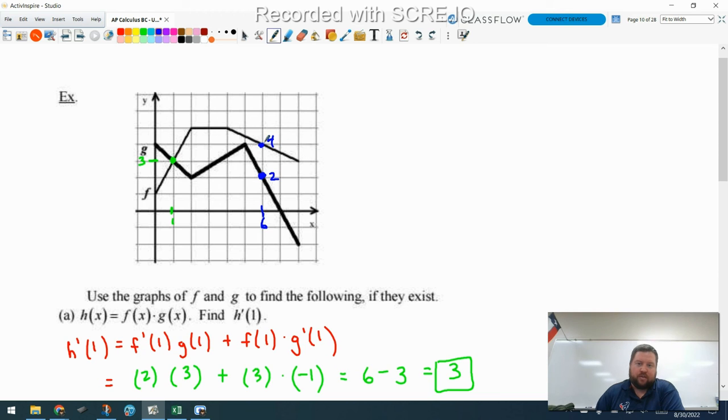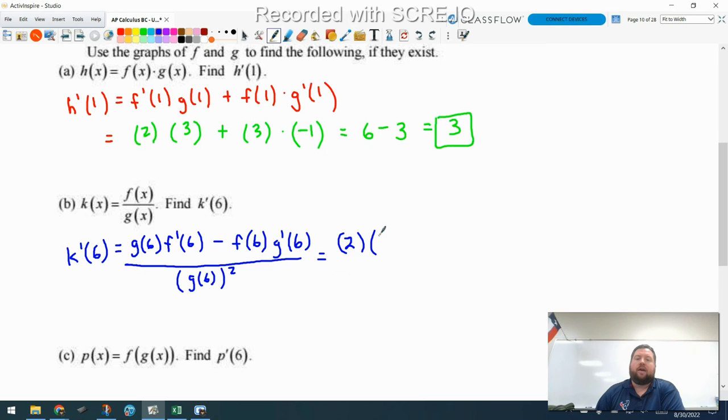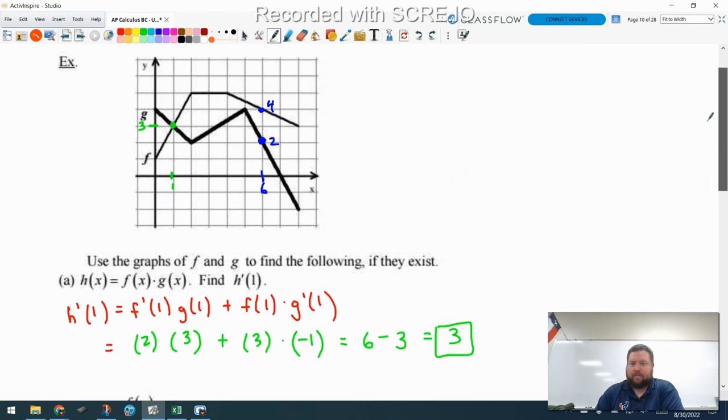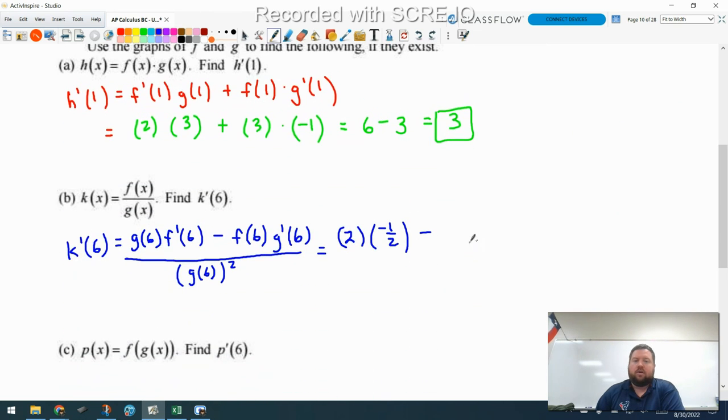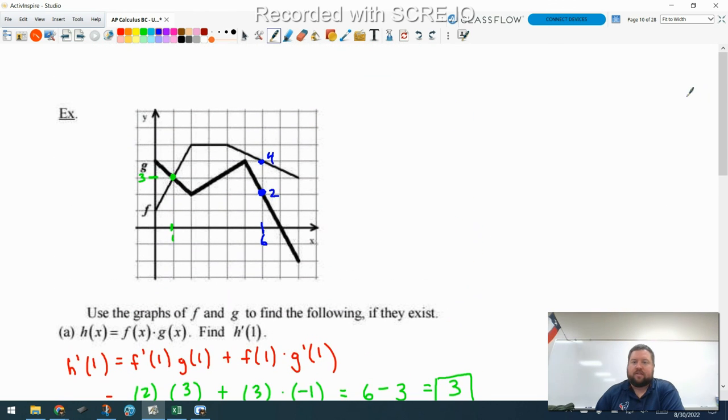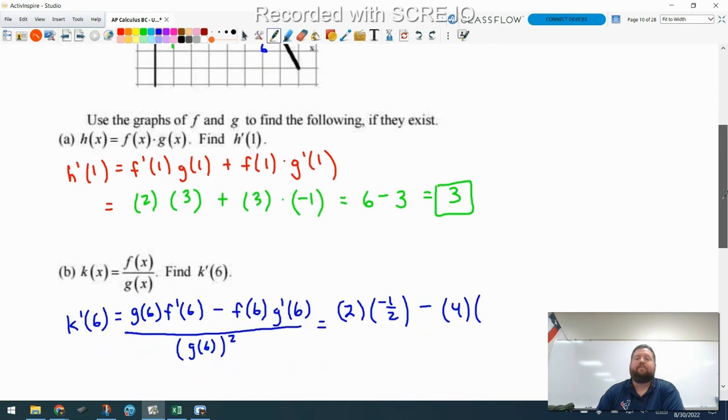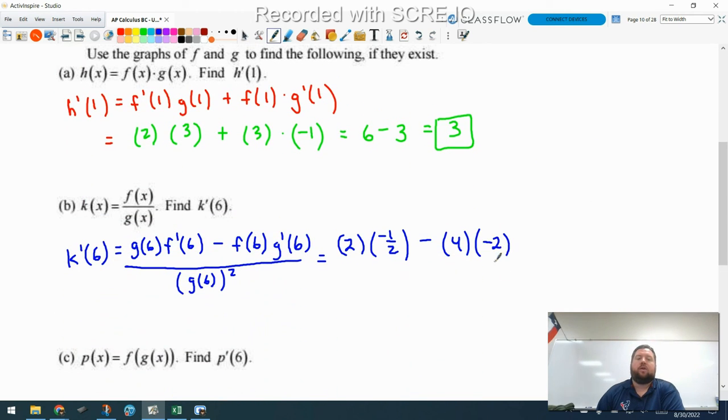F prime of 6. F is the less bold one, so that's this, and I want the slope of this line for F prime. Down 1, right 2, negative 1/2. Minus F of 6. F is the less bold one, so that is 4. And finally, G prime of 6 is the steeper one, negative 2 over 1. So negative 2. That's all over G of 6, which we already found was 2.